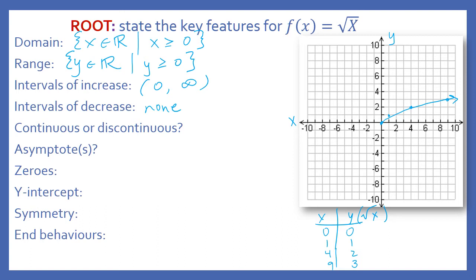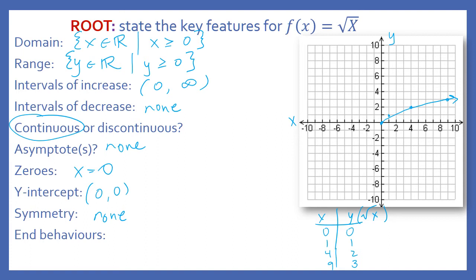Continuous or discontinuous, that is continuous. There are no gaps or breaks in our graph. Asymptotes, none. Zeros, where does it touch the x-axis? At x equals 0. Y-intercept, 0, 0. Symmetry, this has none. It doesn't actually cross any of the axes. It just touches them both at the origin.